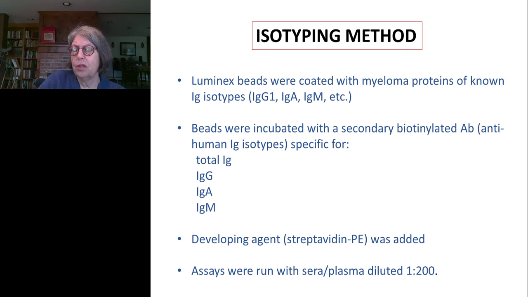But in fact, when you test them, they are not necessarily as specific as they are labeled by some of the companies. So we wanted to be sure that what we were measuring when we said we're measuring IgA is truly IgA, and that the secondary antibodies are specific for IgA and not cross-reactive with other isotypes. And so we did a control experiment that I'm going to show you.